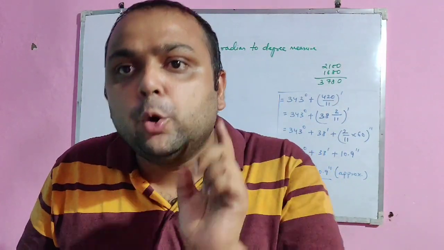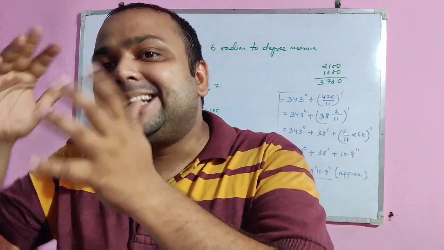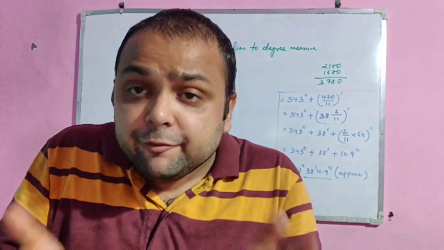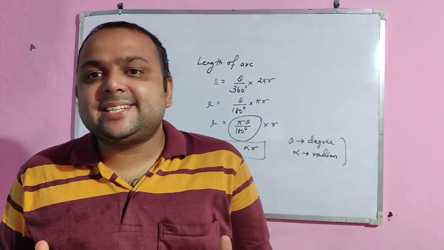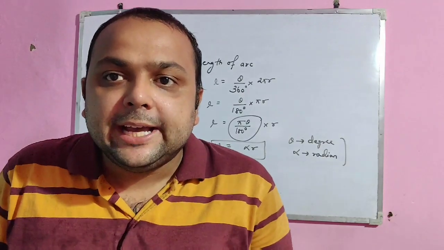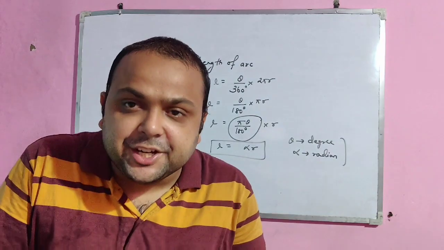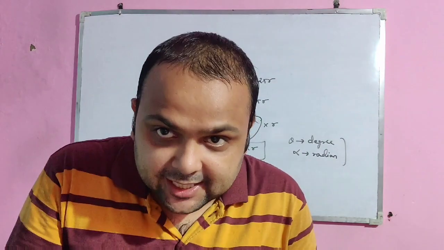I will tell you one more relation which you already learned in class 10, length of arc, but in a different way, which is required for solving problems of the first exercise. So please see that very carefully. We all know that the length of an arc in a sector of a circle is theta upon 360 degree into 2 pi r, where theta is in degree.